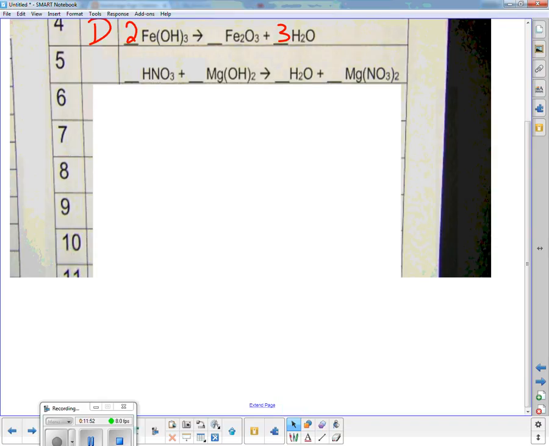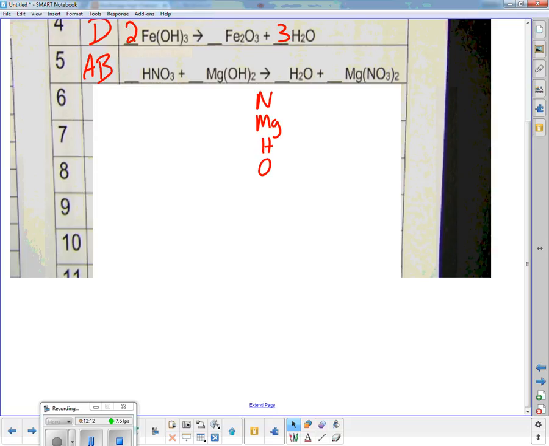And what type is this one? Acid base. She was waiting for it. She was waiting. Okay. So, on this one, we're going to go nitrogen, magnesium, hydrogen, and oxygen.